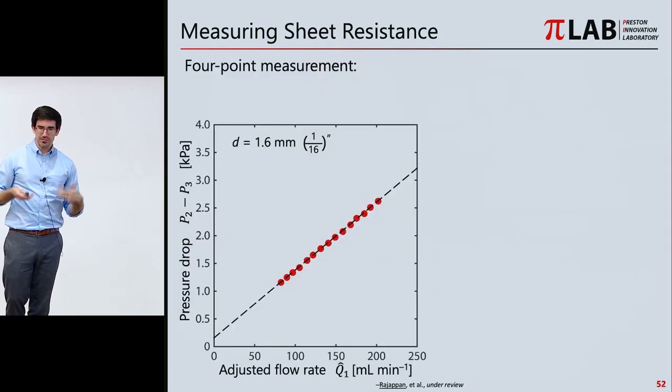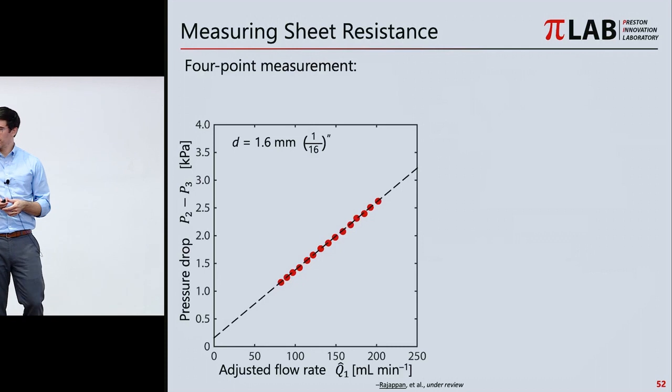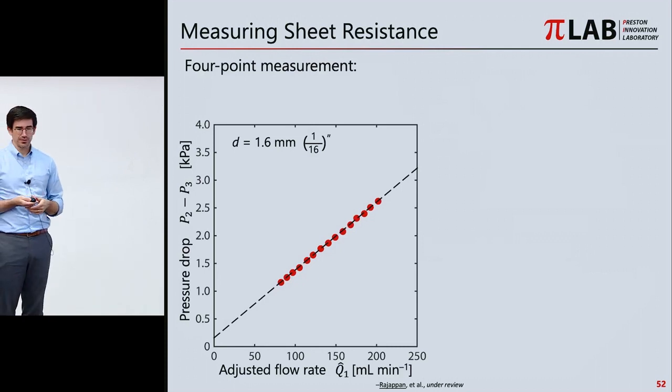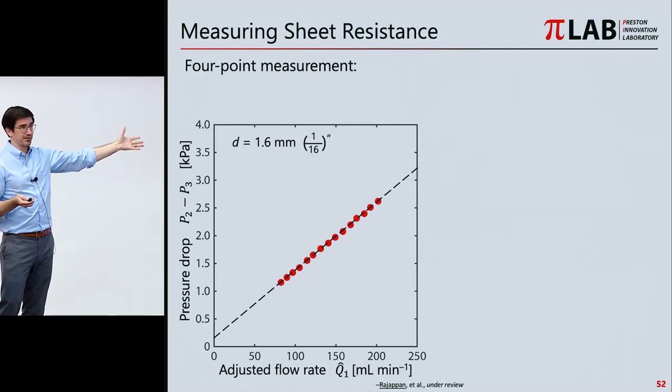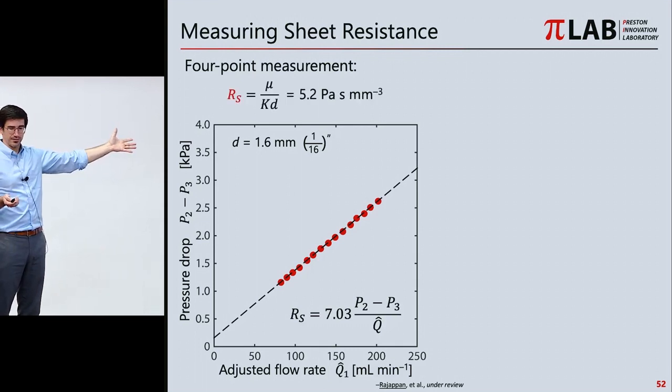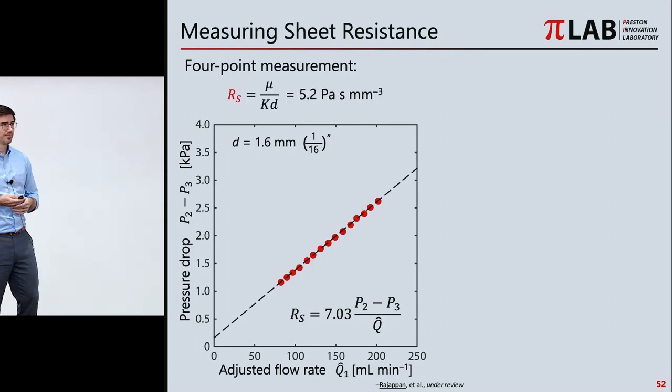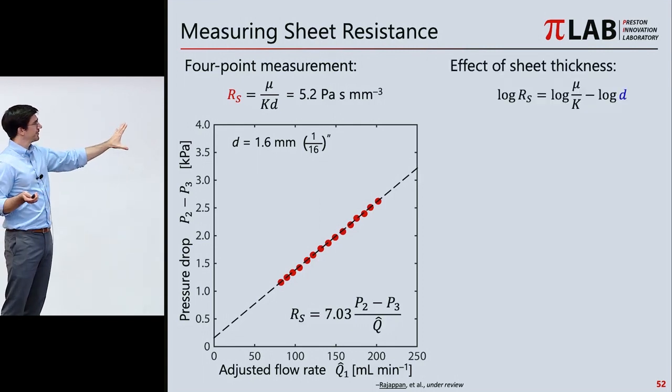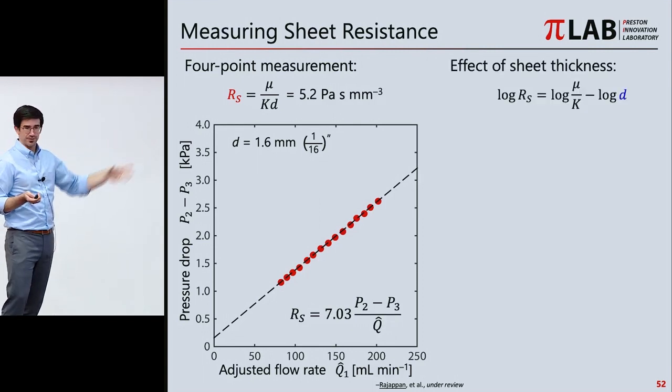So from there, we can do the measurements. We have these four-point fluidic measurements to get the sheet resistance of the open cell foam. They fall really nicely on this line, right? And what does the line indicate? The slope of the line gives us the sheet resistance, which we show here at the top of the slide. And this is tunable, so we don't have to stick to just one thickness of this sheet.